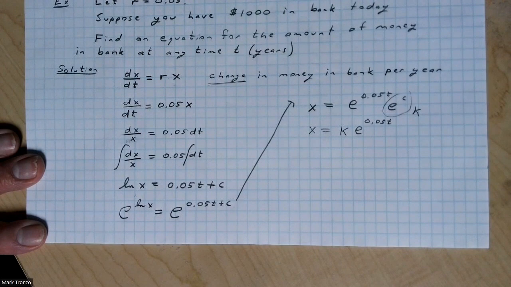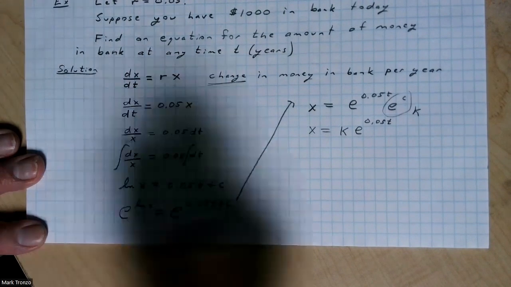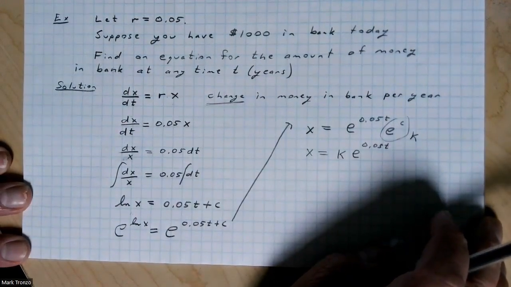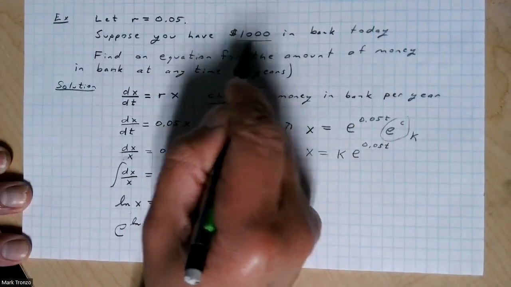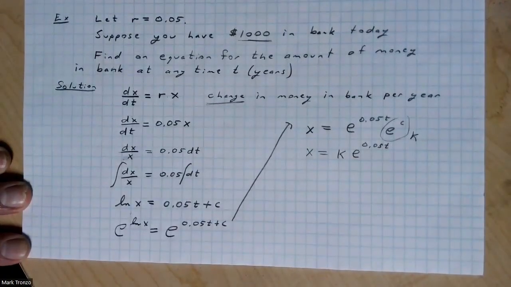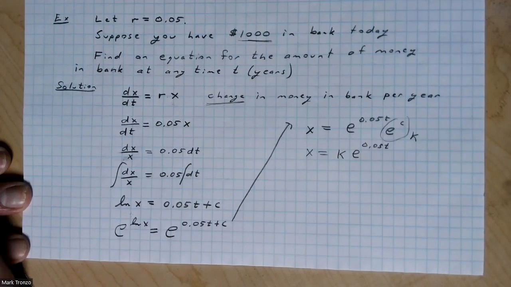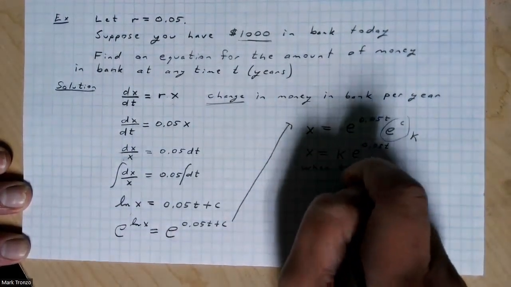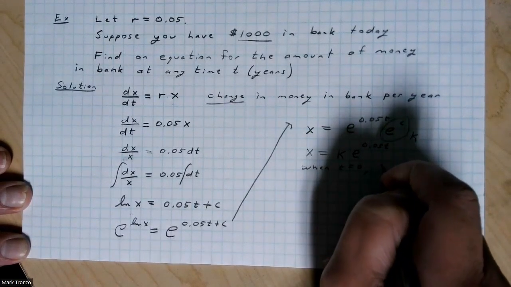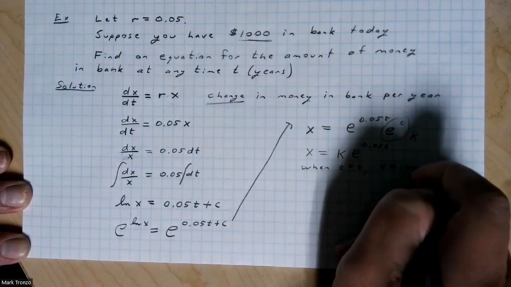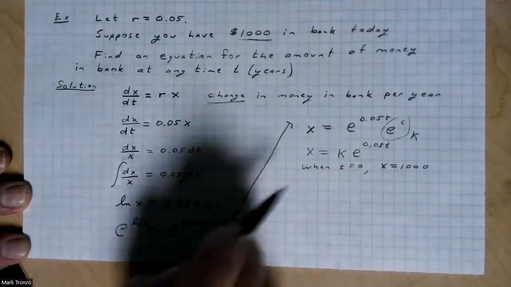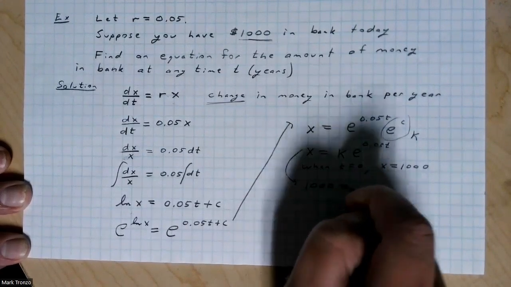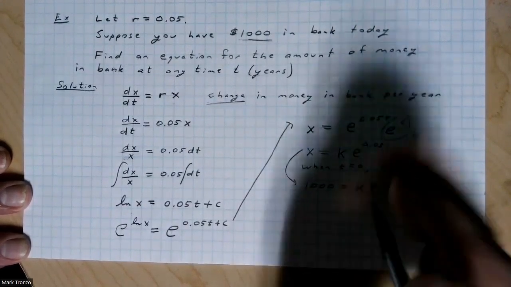And now we'd like to find that k. We can find the k by using our initial condition. Our initial condition is that when we started, there was $1,000 in the bank, and that will be at time 0. So let me note that when t equals 0, the amount of money in the bank, which is x, was $1,000. And let's put that in here. And so we'll have $1,000 equals k e to the 0.